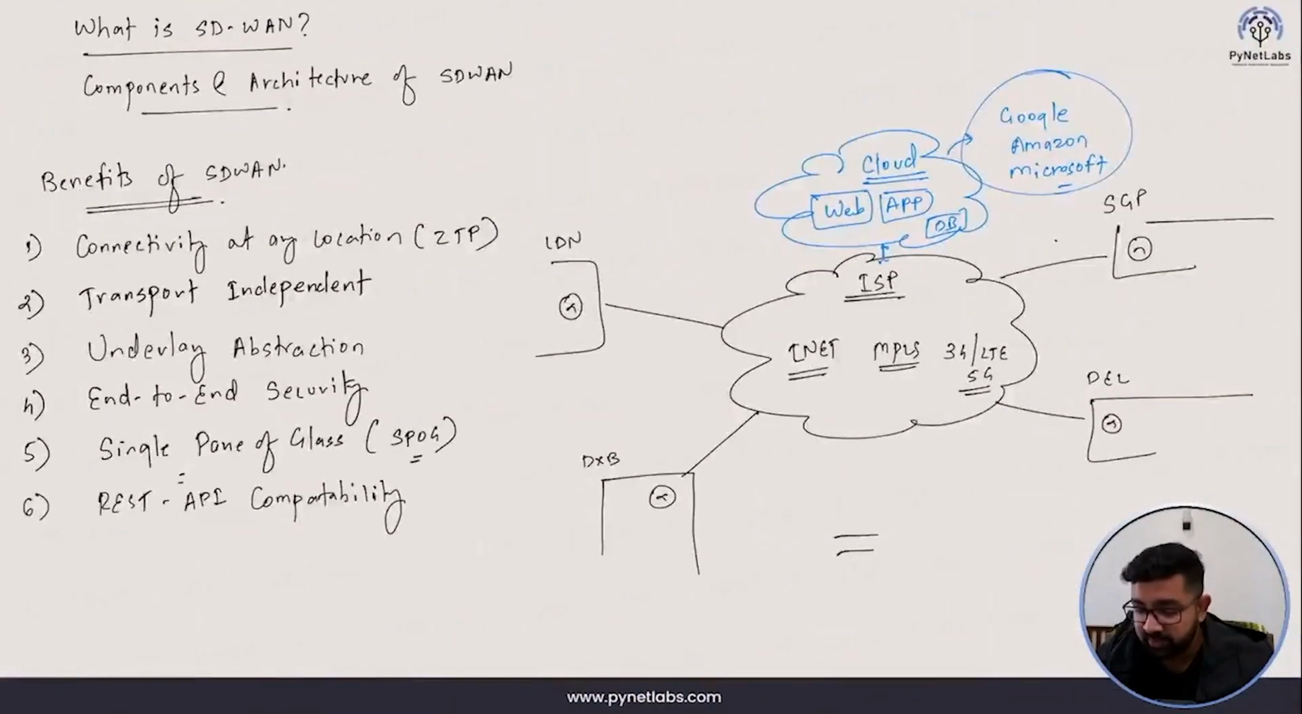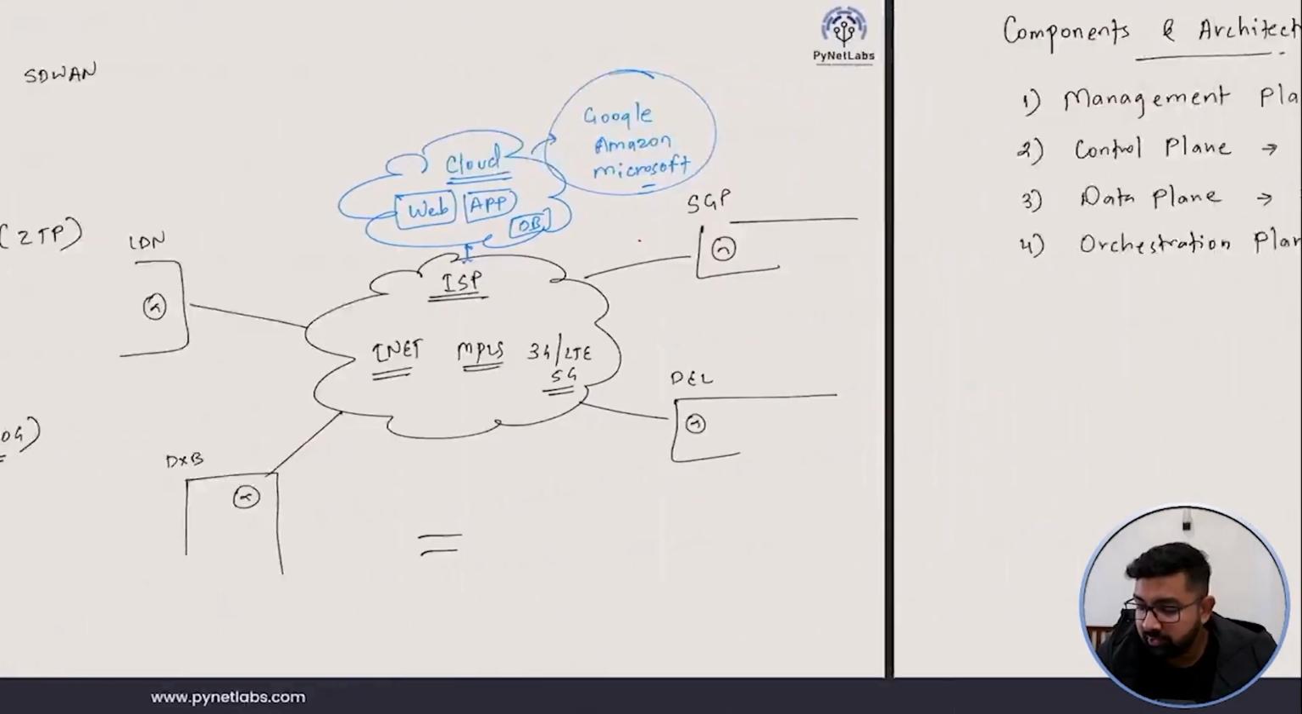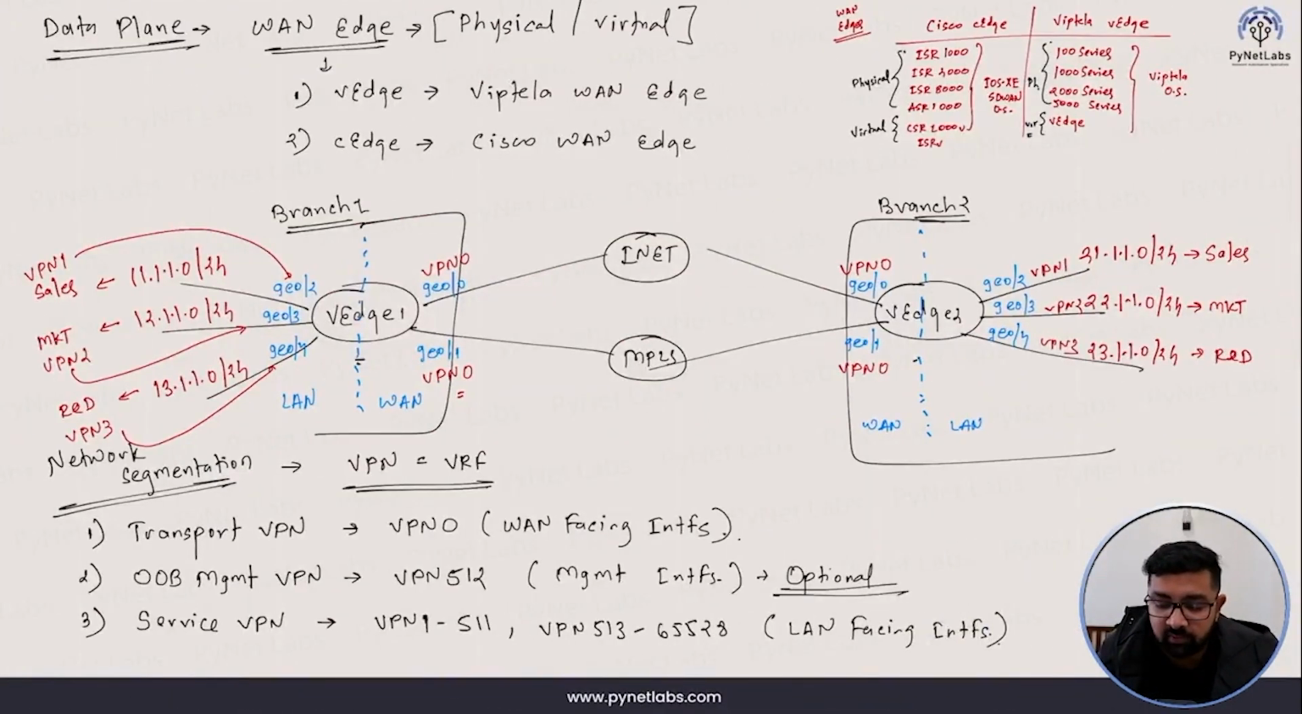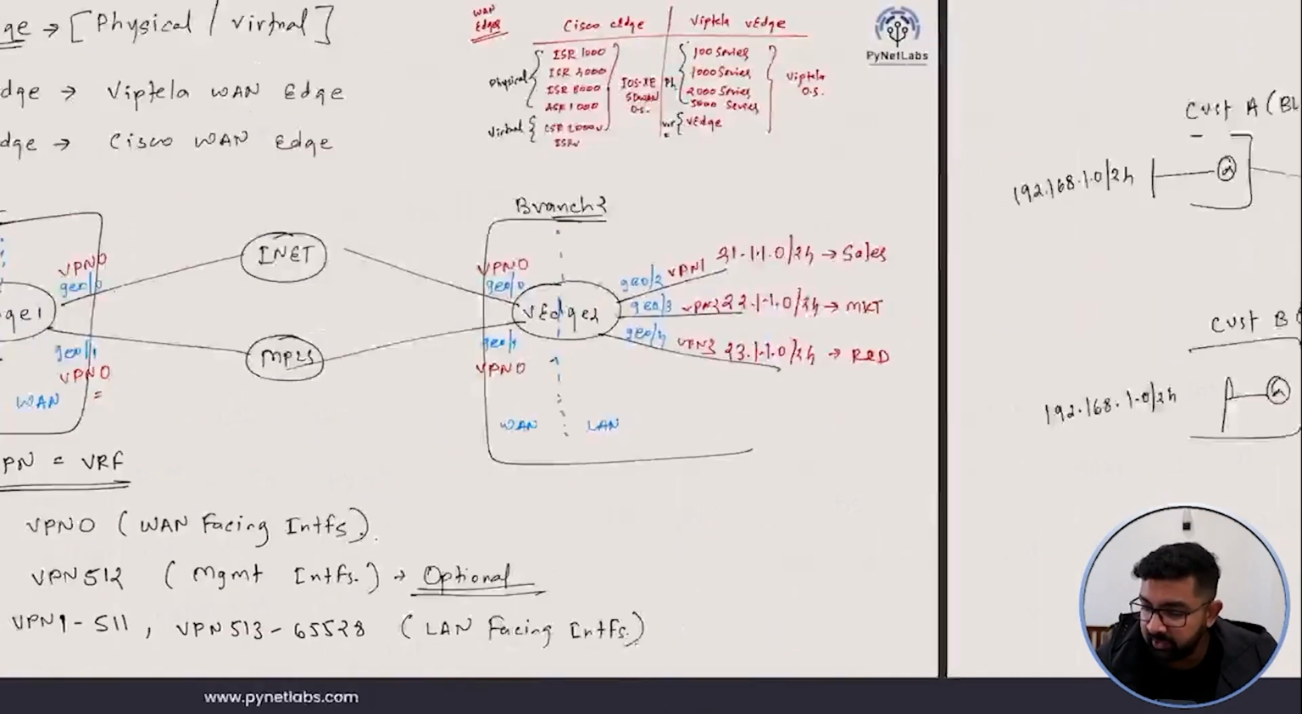So there are certain benefits that we discussed, right? Be it the transport independence, the connectivity at any location, the underlay abstraction, the end-to-end security, single pane of glass, REST API compatibility, a lot of features, out of which we discussed the features and benefits that we get out of the data plane in the Cisco SD-WAN solution. So let's take that journey further. In this video, we will be speaking about the management plane, the control plane, and the orchestration plane, of course. If not in a single video, then I will definitely be breaking it up into multiple videos, but let's see how that goes. So we're going to start our discussion with the management plane.